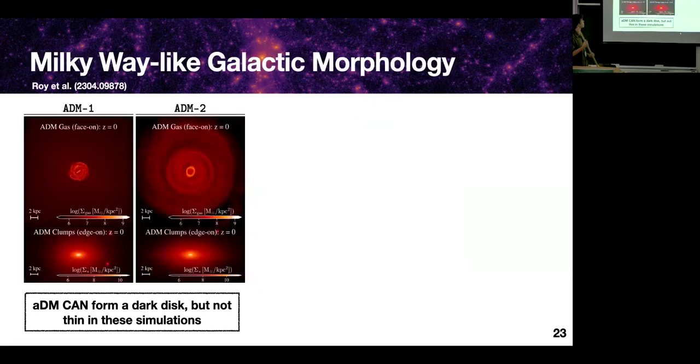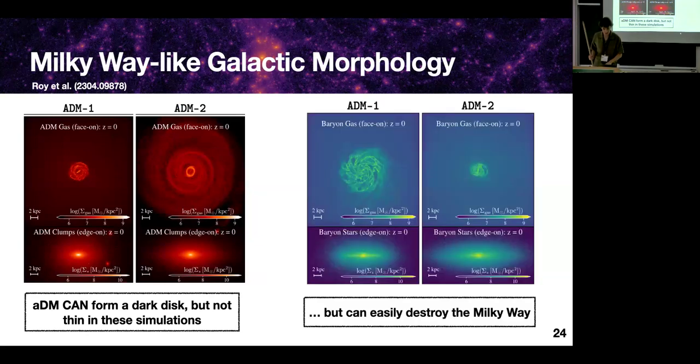In this first work that Sandeep and collaborators carried out, they looked at the galactic morphology of two different ADM parameter points. You can see that it can form dark disks, the ADM gas component, but they're also not thin, which was an approximation used earlier to test this dark disk theory. But also more importantly, it can easily destroy the Milky Way, as we've heard throughout the day, and you get this tiny little baryonic gas disk for the Milky Way.